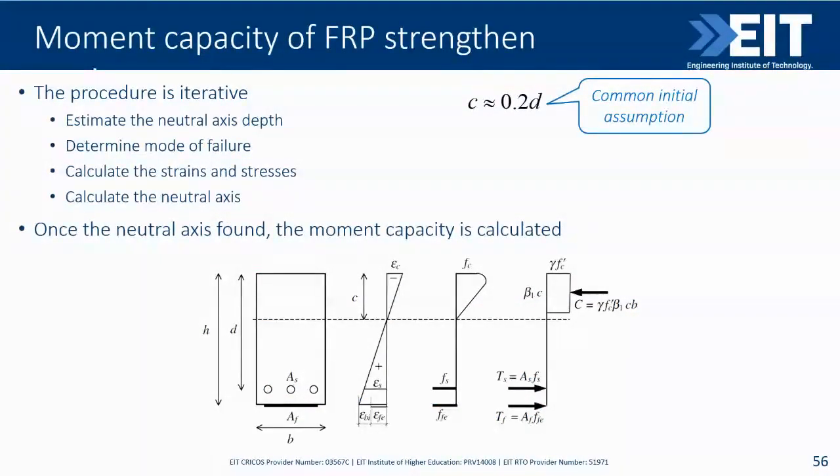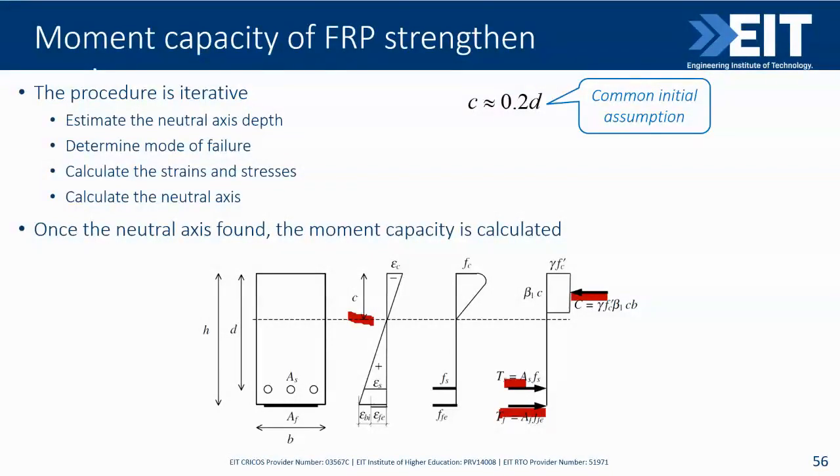So the nominal moment capacity of the FRP strengthened cross-section, you can note a similar picture. Now we have the compression in concrete and two tensile parts. So the procedure is iterative. First, we estimate the neutral axis depth at this position. Then we need to determine the modes of failure, which are two.